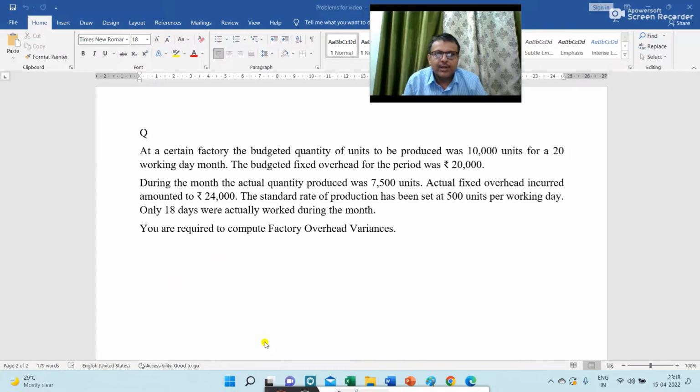At a certain factory, the budgeted quantity of units to be produced was 10,000 units for a 20 working day month. The budgeted fixed overhead for the period was rupees 20,000. During the month, the actual quantity produced was 7,500. Actual fixed overhead incurred amounted to rupees 24,000. The standard rate of production has been set at 500 units per working day. Only 18 days were actually worked during the month. You are required to compute factory overhead variances.